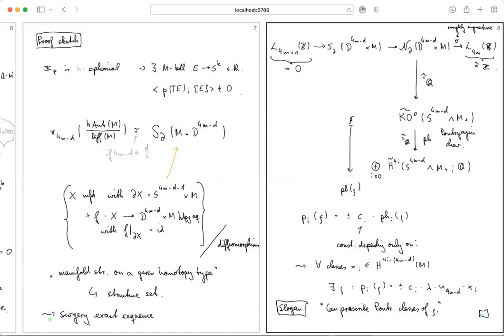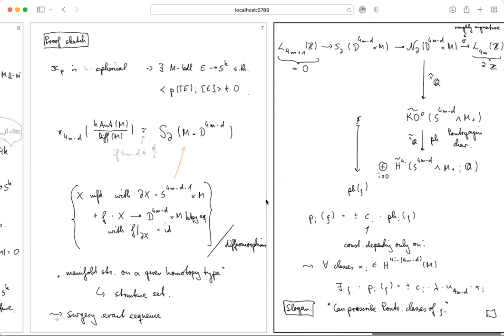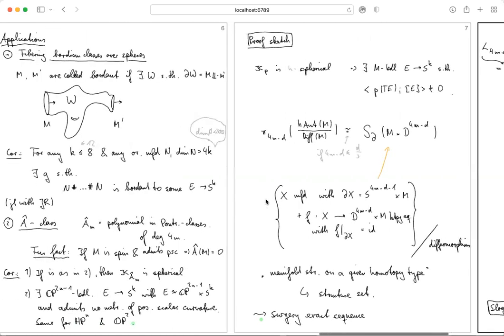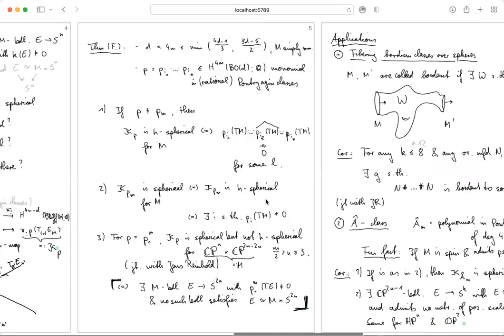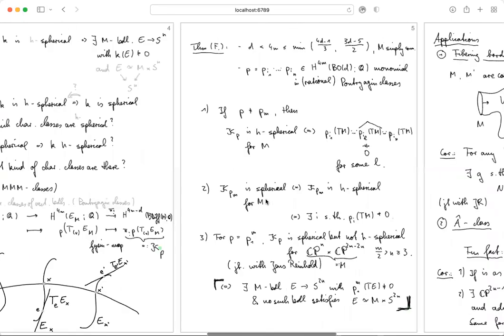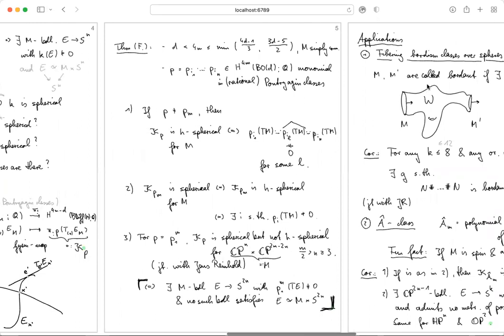One basic question: you said that in one of the examples that you had the product of the projective spaces, you said that if this power of the Pontryagin classes is not zero, then it's not homotopically trivial. Why is that?